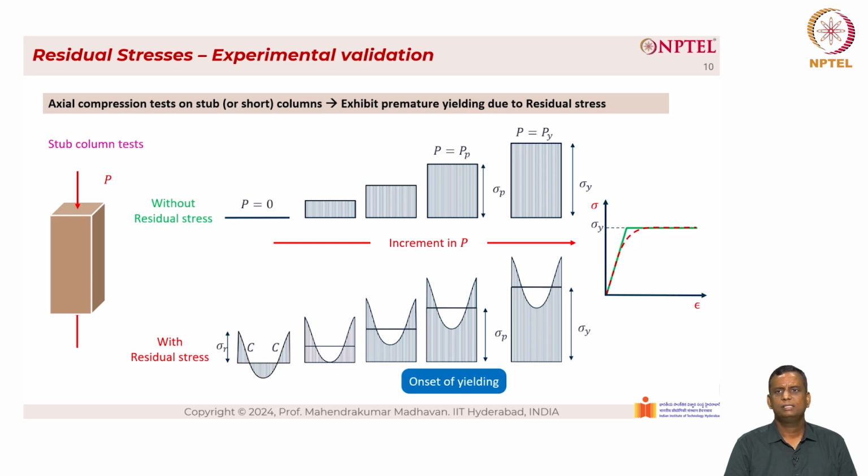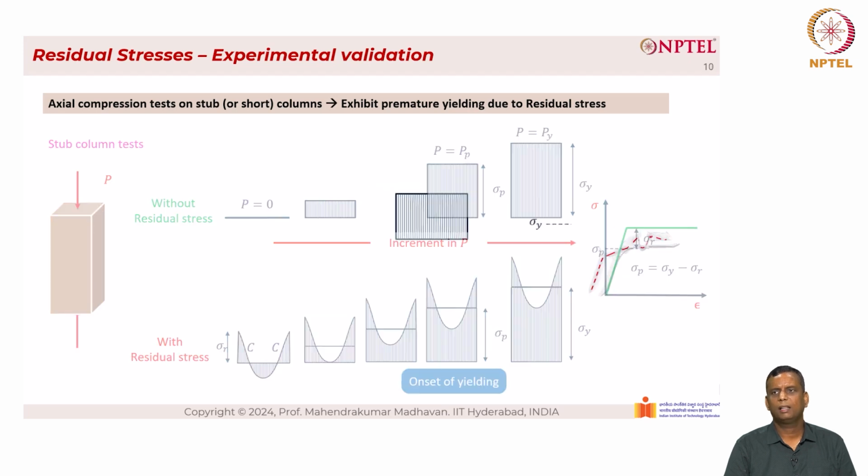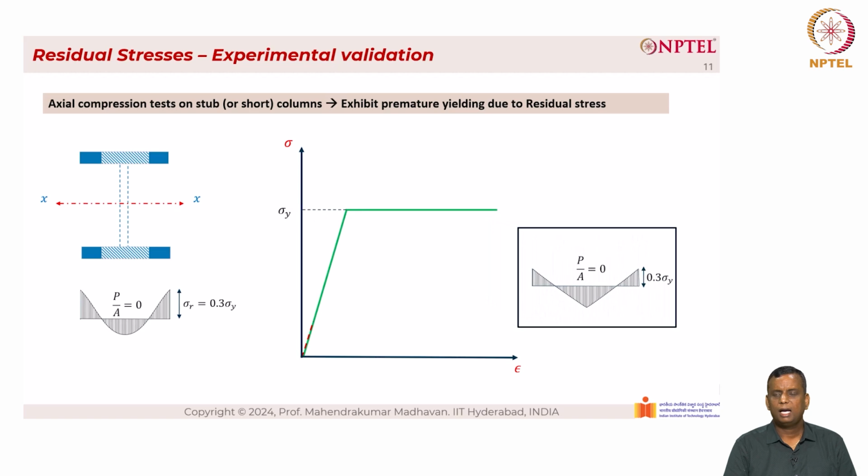Once it reaches the sigma sub P, there is a deviation in the stress strain plot, and this deviation is a result of residual stresses, and finally it reaches sigma sub Y and merges with the green color curve that you can see on the right side. So the sigma sub P is the proportional limit, and the difference between sigma sub P and sigma sub Y is given as sigma P equal to sigma Y minus sigma R. And sigma R is the residual stress, sigma Y is the yield stress, sigma P is the proportional stress.